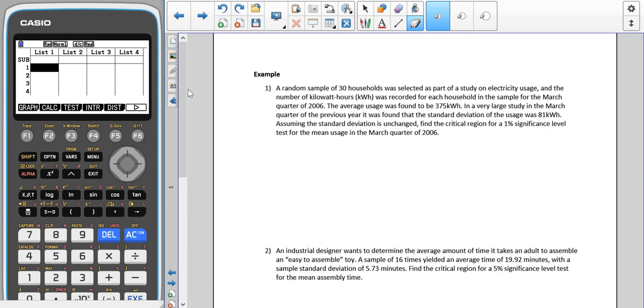Assuming that the standard deviation is unchanged, so that means that here we are taking this to be our population standard deviation. We have 30 as our sample size. We have the mean of our sample. So we're assuming that the standard deviation is unchanged. Find the critical region for a 1% significance level test that the mean usage in the quarter of March 2006.